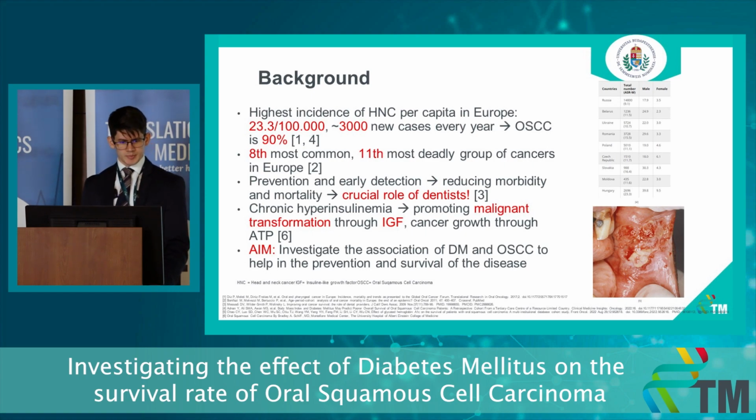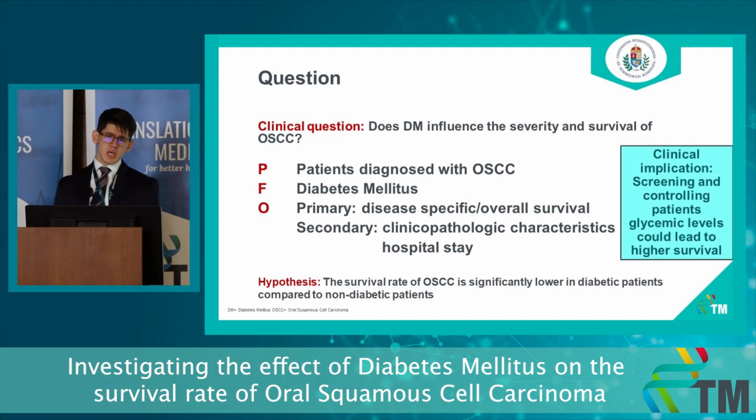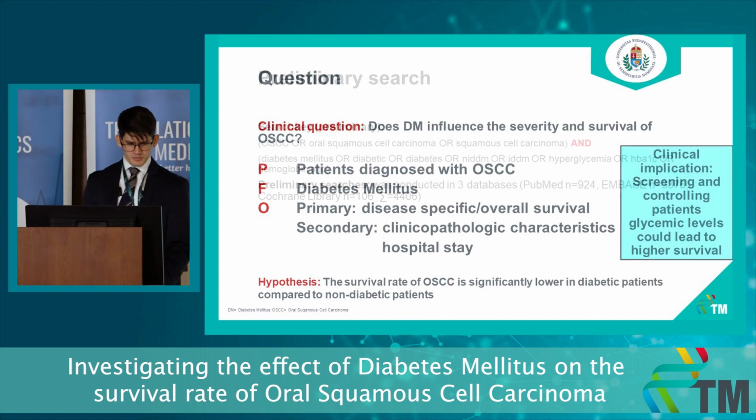survival of the disease. We have yet again used the PFO format to answer our clinical questions, which the population is patients diagnosed with OSCC. Our prognostic factor is once again diabetes mellitus. Our primary outcome is either disease-specific or overall survival, with secondary outcomes based on clinical pathologic characteristics and hospital stay. Our hypothesis is that the survival rate of OSCC is significantly lower in diabetic patients compared to non-diabetic patients.